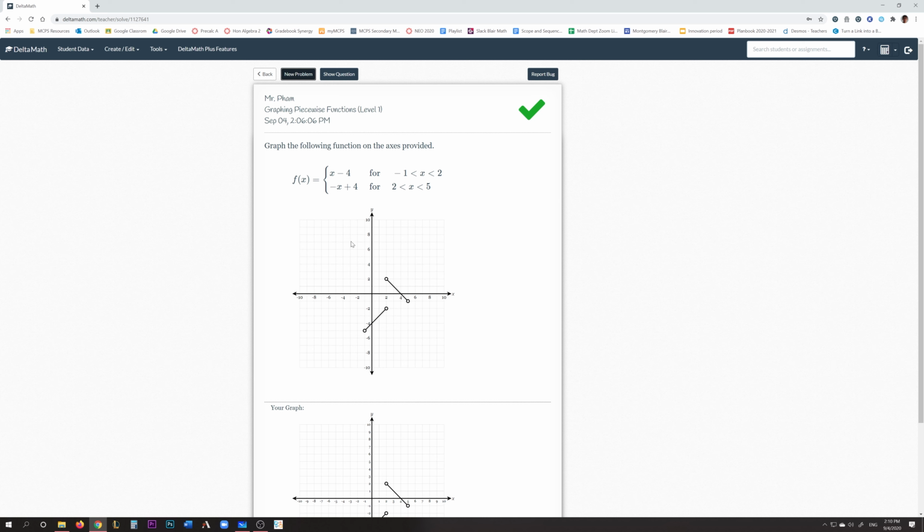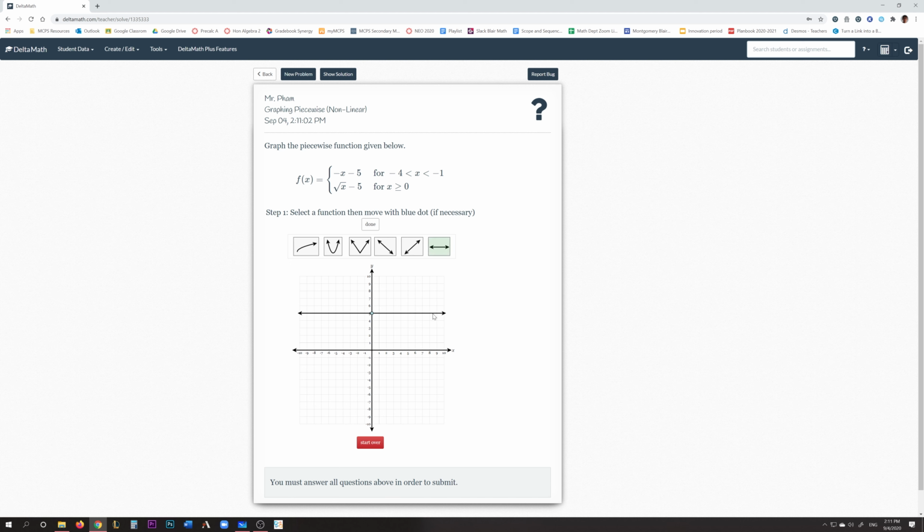All right, so we have a bunch of functions here. Step 1, select the function and move with the blue dot if necessary. So the first example, this is very similar to what we did in level 1. This is actually a linear function, whereas this guy is not a linear function because it's not of the form mx plus b. So keep that in mind. So this is a line, so this is not bad. So we need to click the line, then we need to move the blue dot if necessary. Since this is a line, we can kind of do it right now.